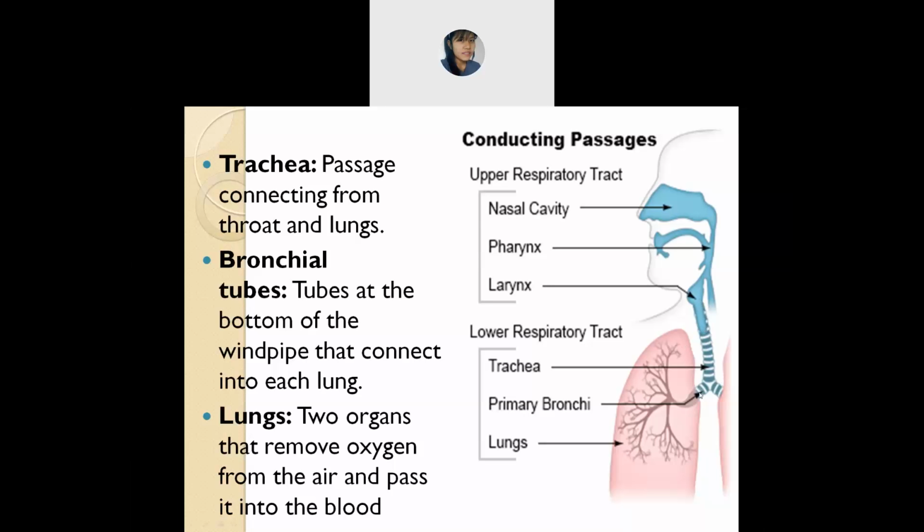The end portion of the trachea, that is the windpipe, is known as bronchial tubes. So they are attached to each side of the lung.